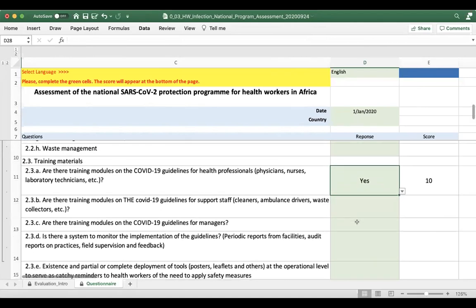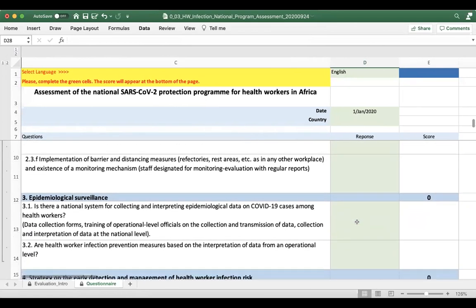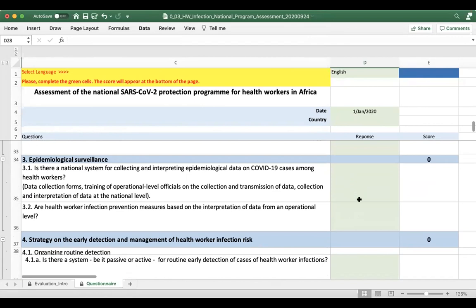If you can continue down, Nancy, I won't have you fill in each of the responses, but then domain 3 talks about epidemiological surveillance and assessments. There are two primary questions here, looking at the overall national strategy and the overall national program's ability to actually capture, analyze, and visualize epidemiological data. Question 3.2 then asks, based on the epidemiological data platforms available in country, are healthcare worker prevention measures taken based on the actual epidemiological data and the operationalization thereof?